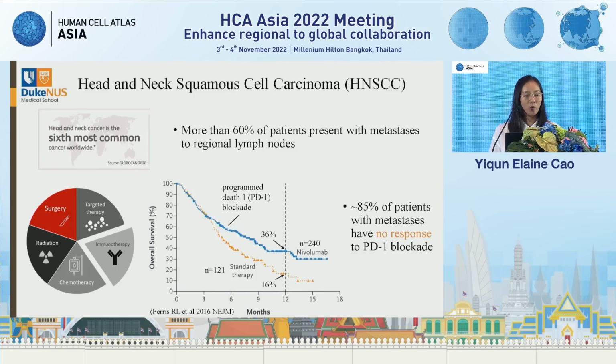HNSCC is the second most common cancer worldwide and is a very aggressive cancer type. For the treatment, apart from the traditional therapies, immunotherapy nowadays provides another option for cancer treatment. And in HNSCC, studies show that compared to the standard therapy, PD-1 blockade has increased the overall survival from 16% to 36%. However, around 85% of patients with metastasis have no response to PD-1 blockade.